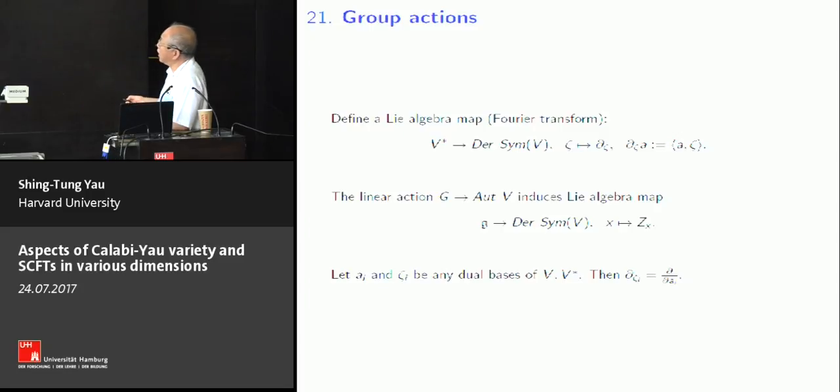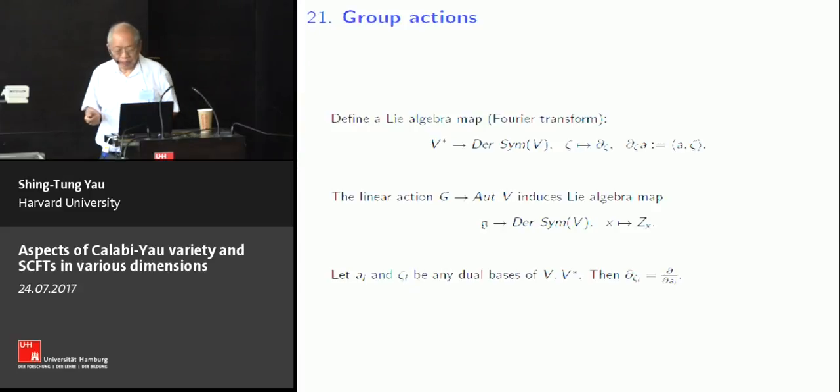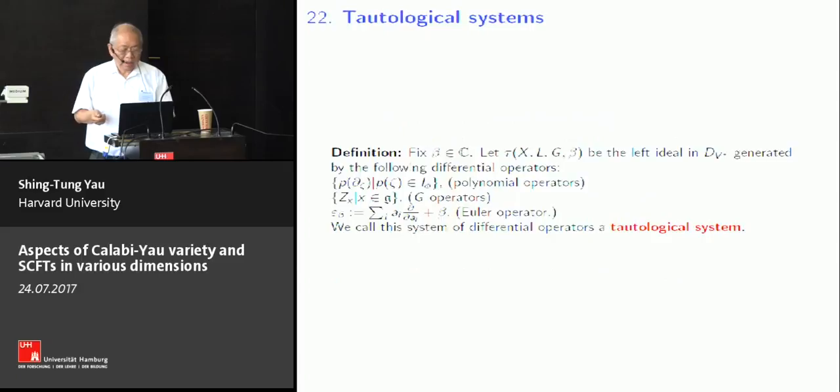Now, if I choose a_i and zeta_i to be a dual basis of V, a_i will be a basis in V and zeta_i will be dual, then differentiation with respect to zeta_i is differentiation of a_i. So that is the notation that we shall use. So what we call a tautological system is the following thing.